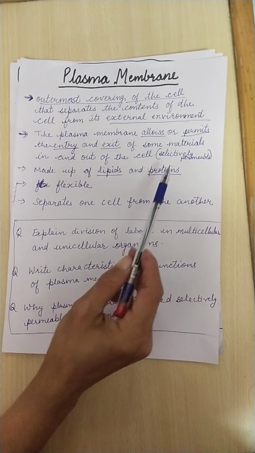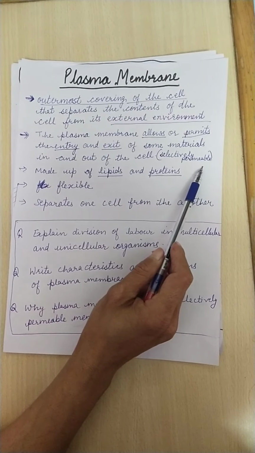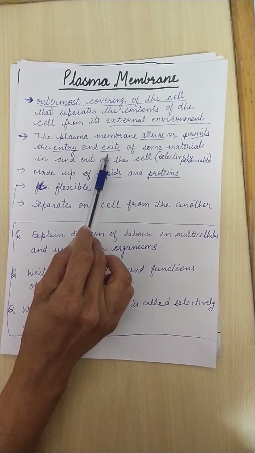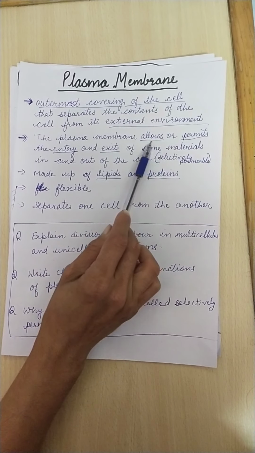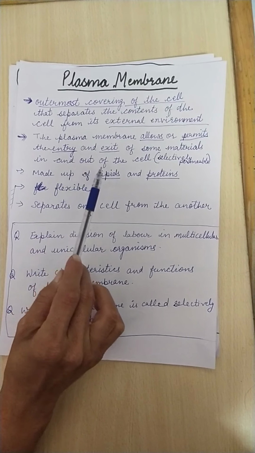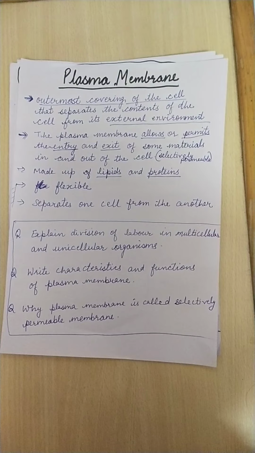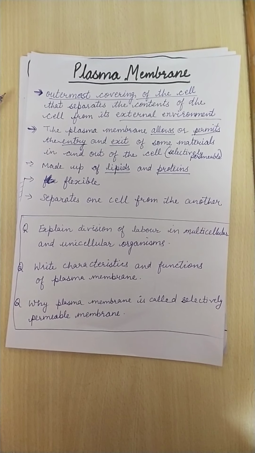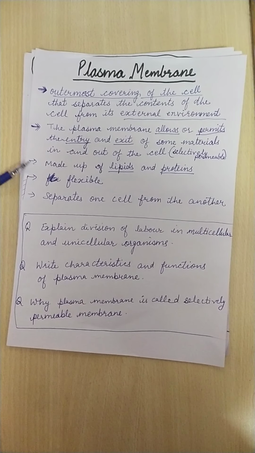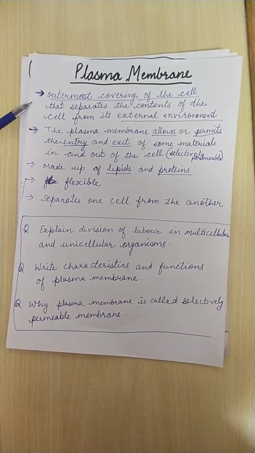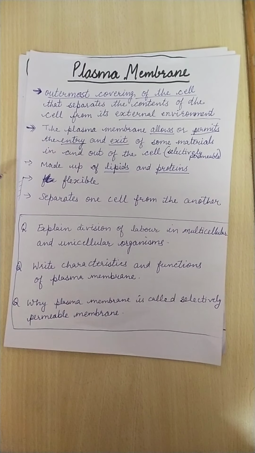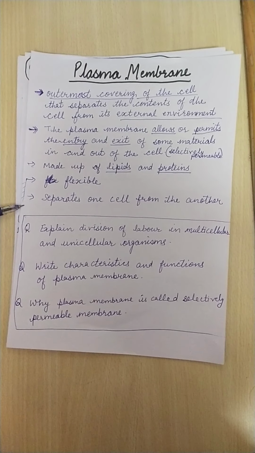The plasma membrane is called the selectively permeable membrane. Why is it called the selectively permeable membrane? Because it allows the entry and exit of only some materials in and out of the cell. It is the most important feature of the plasma membrane. So all these are the characteristics, as well as the functions, of the plasma membrane.